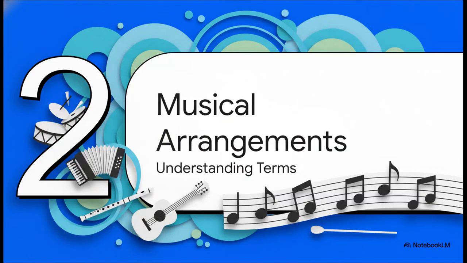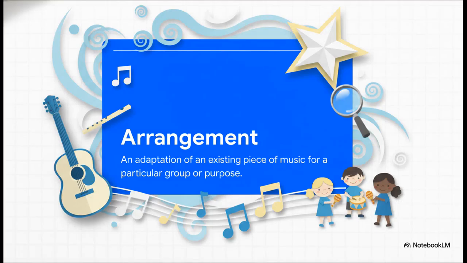Moving right along to Section 2, Understanding Musical Arrangements. Let's break down the basic toolkit you're going to use. First up is an arrangement. An arrangement is simply an adaptation of an existing piece of music for a particular group or purpose. Think of an arrangement like taking a really familiar song, maybe Twinkle, Twinkle, Little Star, or a simple folk tune, and customizing it so it perfectly fits the unique abilities of your current classroom. You are always adjusting the music to fit the students, never forcing the students to fit the music.